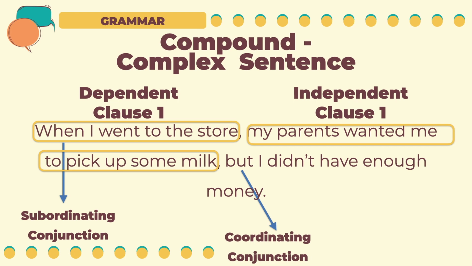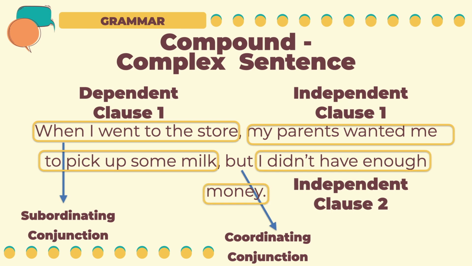But is a coordinating conjunction. Therefore, the clause after that is an independent clause. I didn't have enough money. This clause can stand alone. This is a compound complex sentence because it has one dependent clause and two independent clauses.